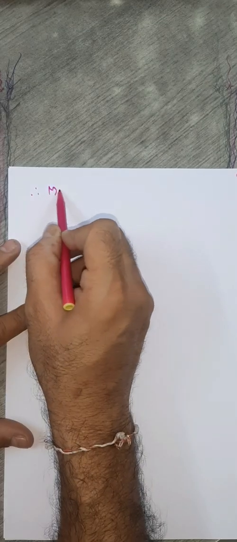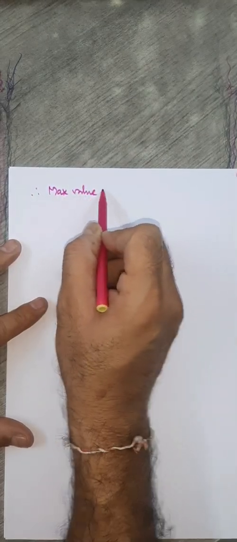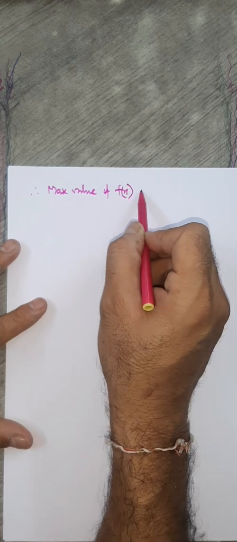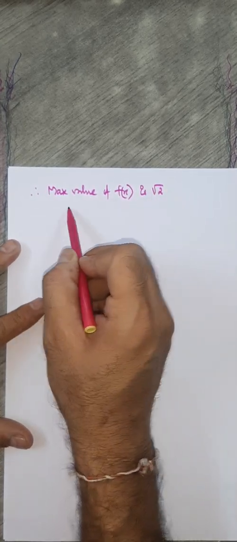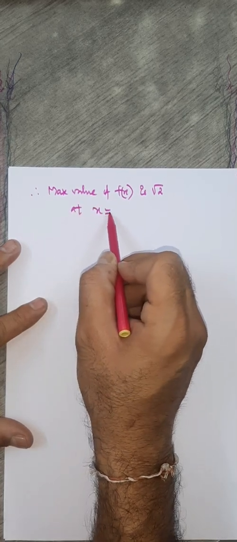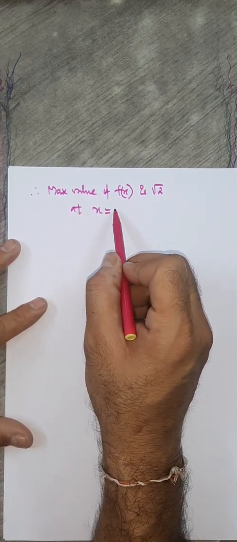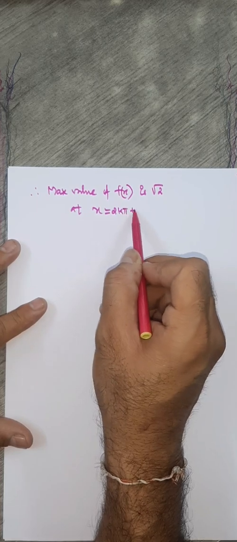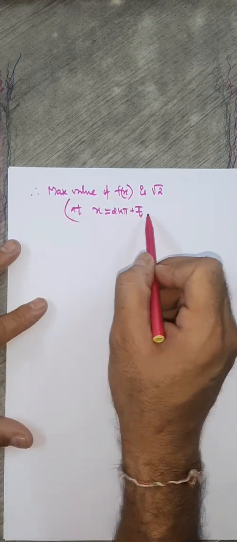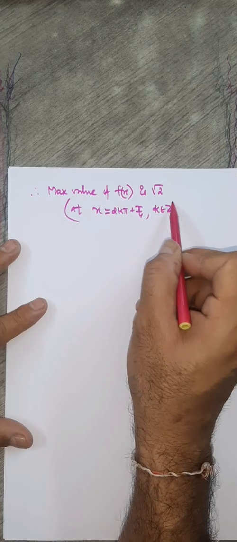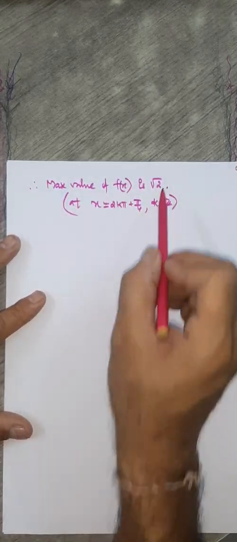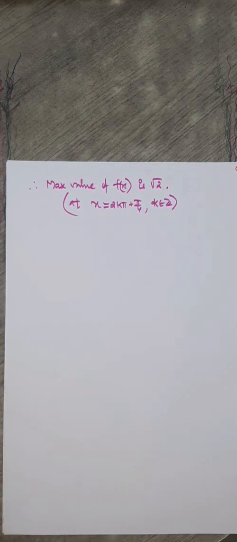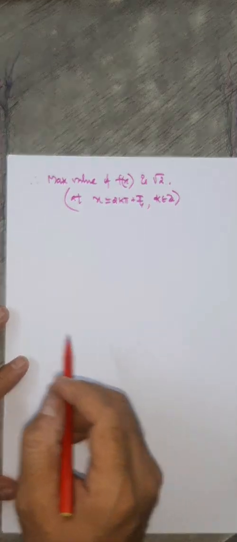Right. So the maximum value of f of x, that's the given function, is how much? Root 2. You are asked this much only. Where it attains it, at x equals 2k pi plus pi by 4, where k belongs to Z, is just for your reference. This is not asked in the question. The question's solution is over here. The maximum value is root 2. You knew it from the beginning, but we did it with the help of the derivative here. Okay.